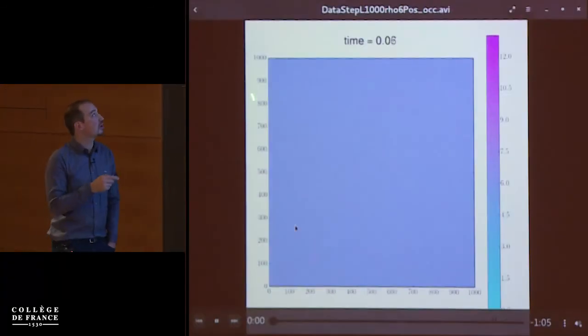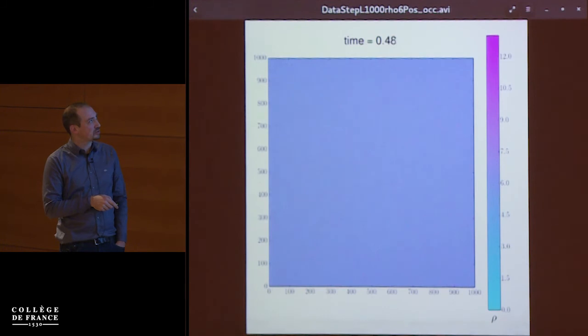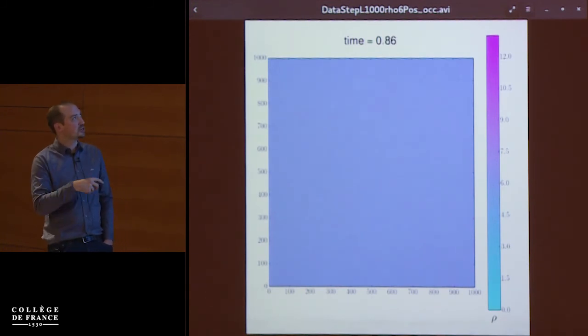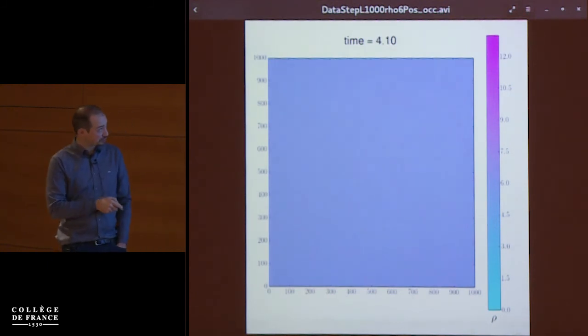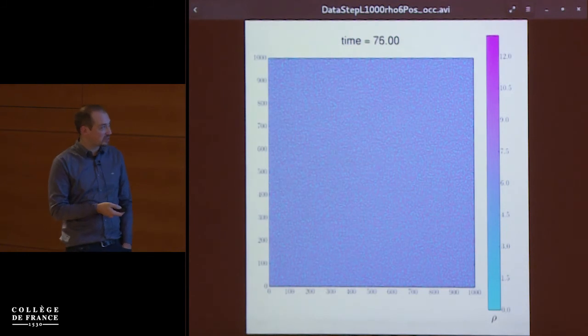So this is a 1,000 by 1,000 lattice. There are 6 million particles in these systems, and every time the time hits a decade, the speed of the movie is multiplied by 10. So initially, you don't see much. Then you start to see some granularity. You see light blue regions, which correspond to gas, and you see dense purple regions, which correspond to the liquid. And as time goes on, you have a coarsening dynamics.